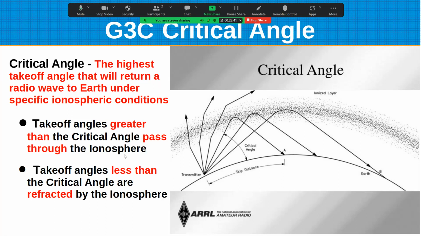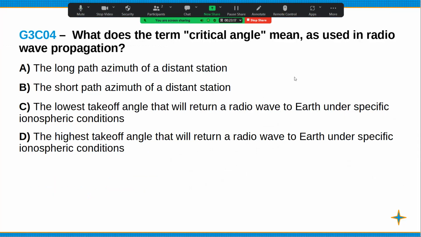So the key is that takeoff angles less than the critical angle are refracted. And that's one of the reasons why you care about the height of your antenna, which affects the takeoff angle of your radiation pattern. You want that as low as possible to get the maximum hop, if you're trying to do DX. If you're trying to get the guy down the street, then you better find something else because propagation isn't going to do it.